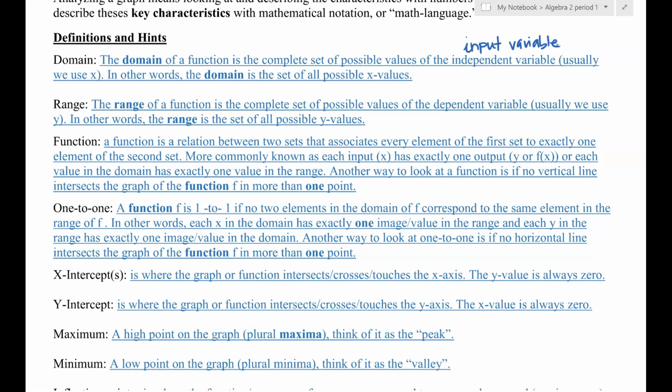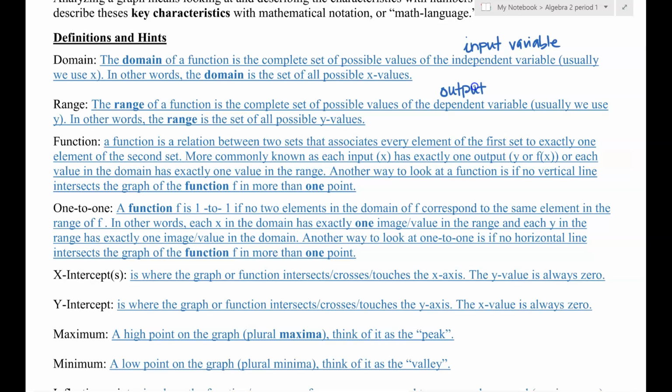The range is very similar, except the range of a function is the complete set of possible values of the dependent variable, okay? In Algebra 1 and Algebra 2, we normally use y. For dependent, sometimes we would use output. In other words, the range is the set of all possible y values.